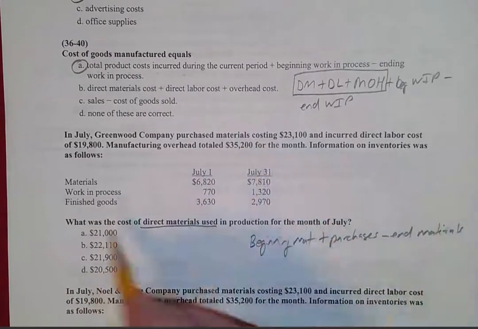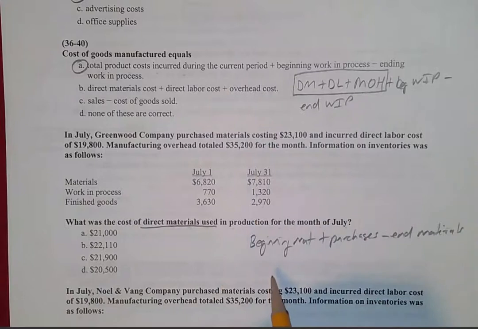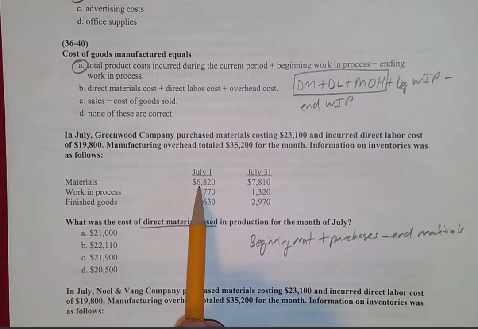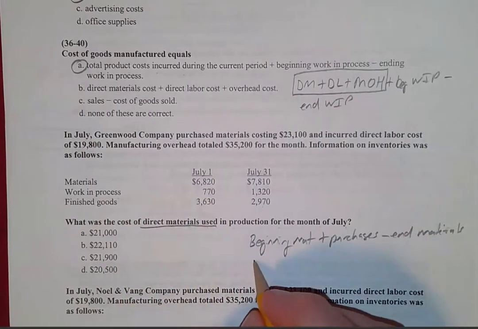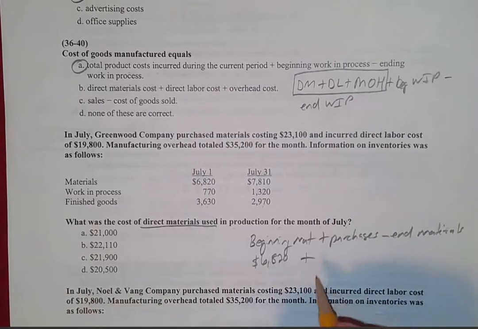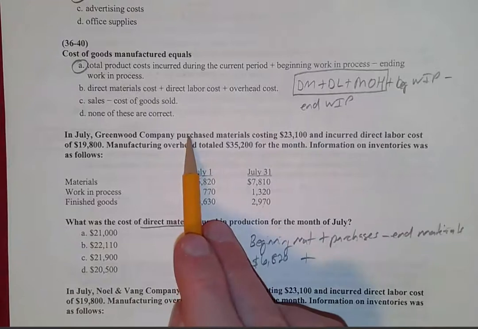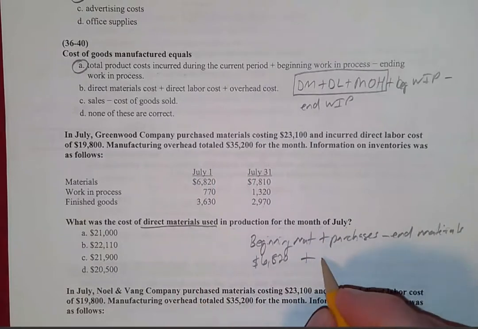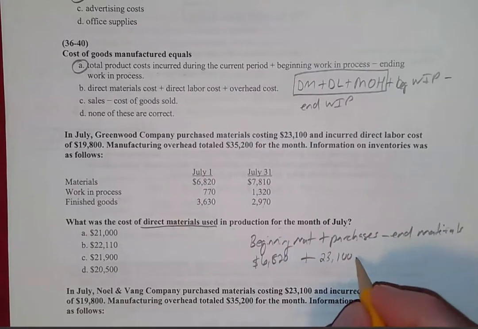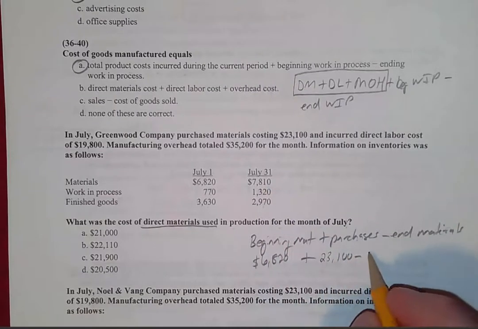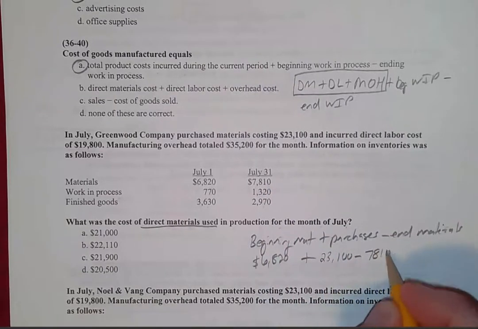So we can use the relevant numbers up here and figure this out. This is for the month of July. So July 1st, materials were $68.20, plus purchases. Purchase materials costing $23,100, and then minus ending materials July 31st, $78.10.